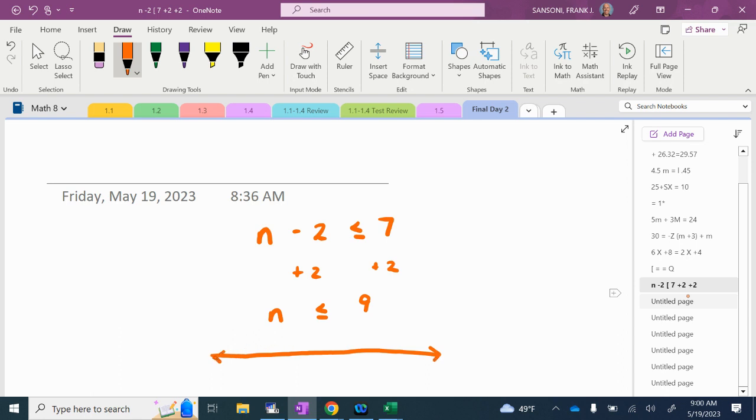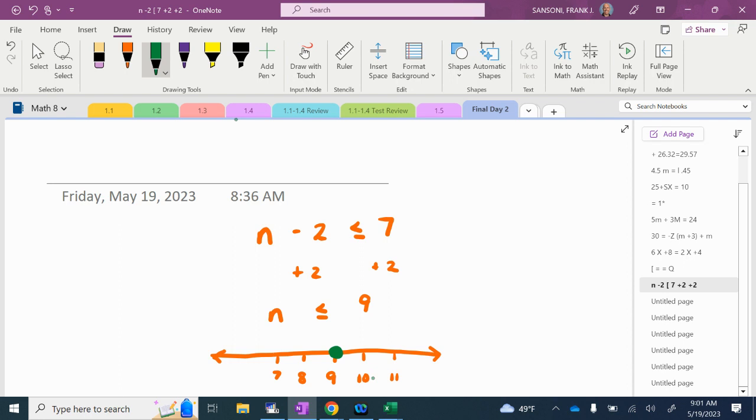The key number on the number line is what? No. 9 is the key number on the number line, right? Because that's my answer. So I'm going to put 9 right in the middle. What's going here? 10. What's going here? 11. What's going here? 8. What's going here? 7. What type of circle? Closed, right? Because it says less than or equal to. So closed circle on 9.